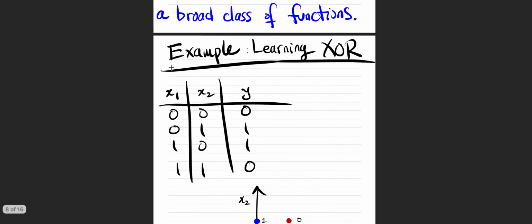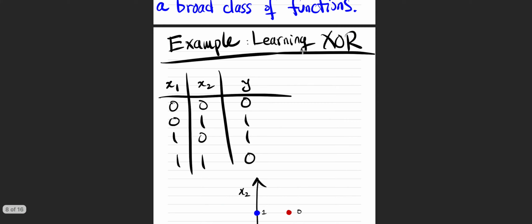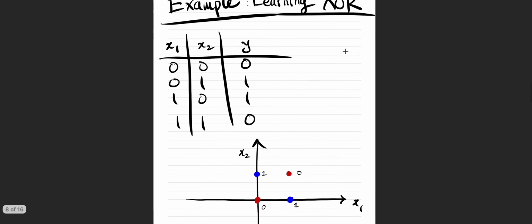Let's look at an example. Imagine we want to learn XOR, which means exclusive OR. We have two features. If x1 is 0 and x2 is 0, the response is 0. If either x1 or x2 is 1, the response is 1, except when both are 1. That's why it's called exclusive OR: only one of the x's can be nonzero for the response to be 1. And we want to learn this.